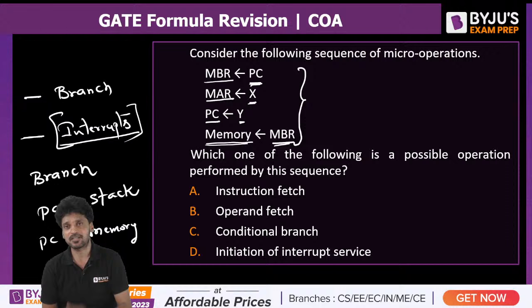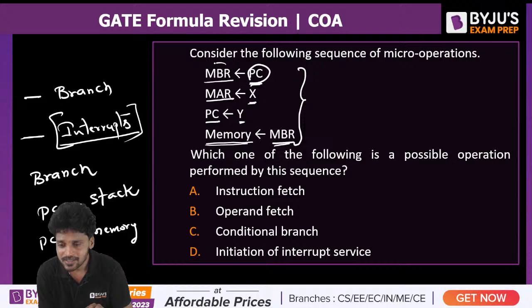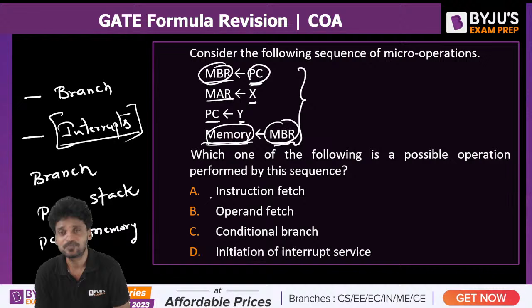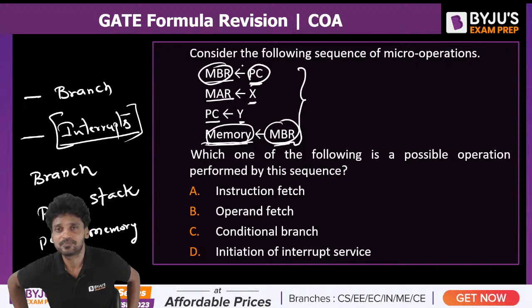So here, when you look at this, the program counter is getting transferred to the memory buffer register. This memory buffer register is getting transferred to the memory. Now tell me, what is the answer? The program counter is eventually being transferred to memory. What does it mean? What is the correct option for this?